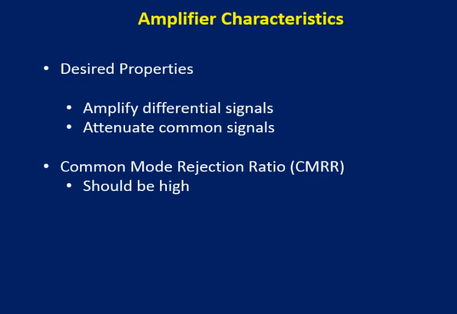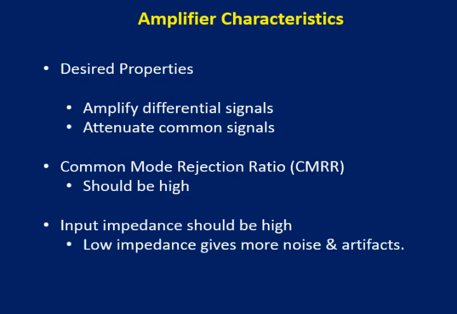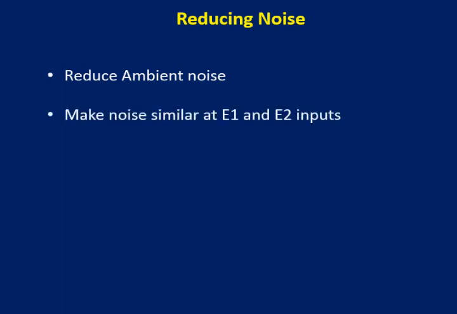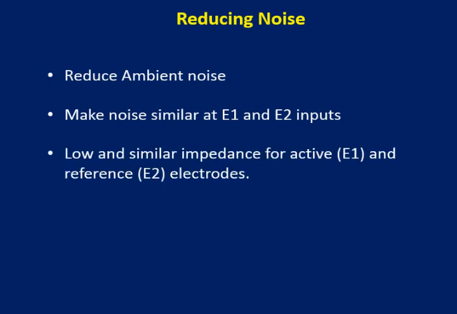Another important property of the amplifier is its input impedance. It should be high. Low amplifier input impedance gives more noise and artifacts. The best strategy for good recordings is to reduce the ambient noise and make it similar at E1 and E2 inputs. Furthermore, the electrode impedance should be reduced and made similar by cleaning the skin surface, applying the electrolytic gel, etc. This is described in greater details in other videos.